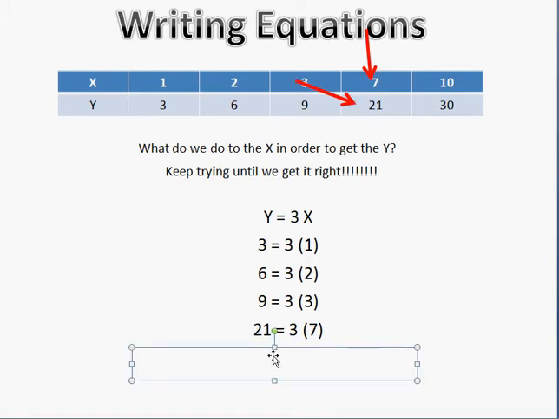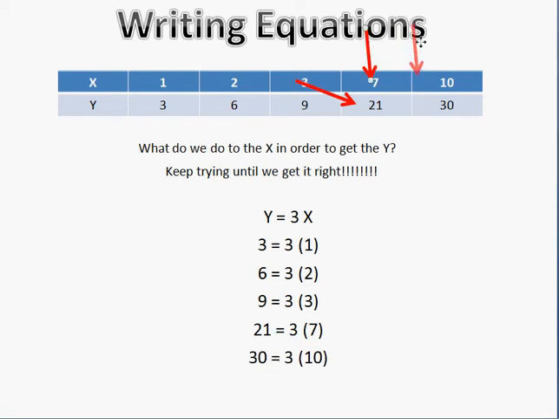And last but not least, I'm going to plug in 10 and see if I get 30. 3 times my x value of 10 does equal 30, my y value. So I know that this equation is spot on, because every time I plugged in my x value, the answer I got was my y value. Okay, so let's try one more.